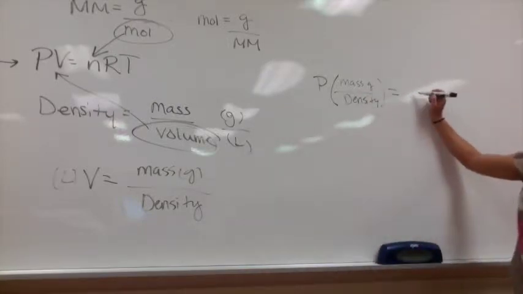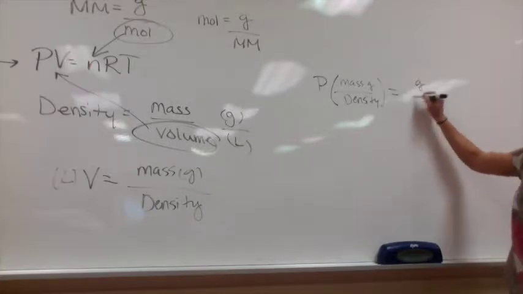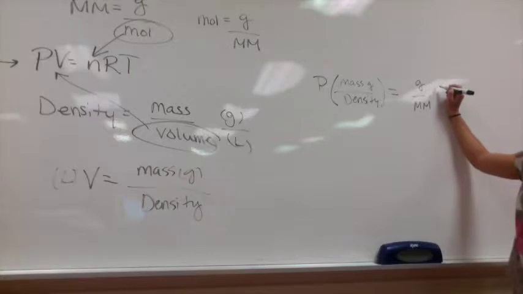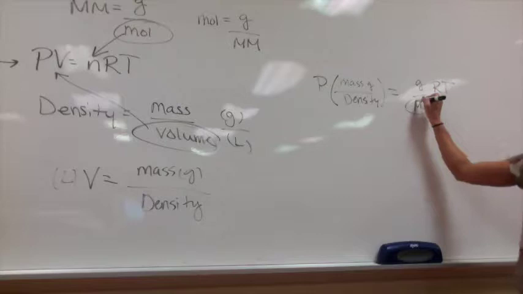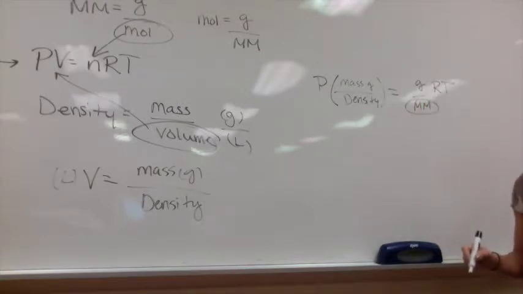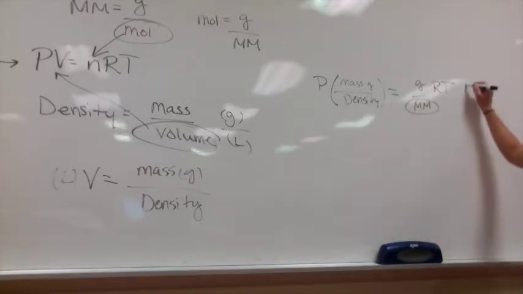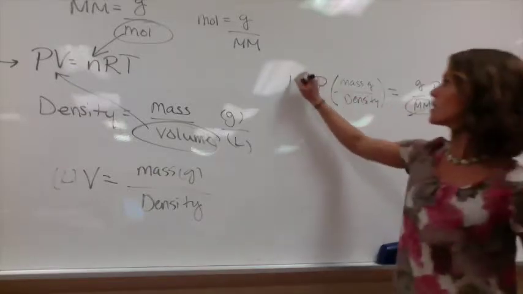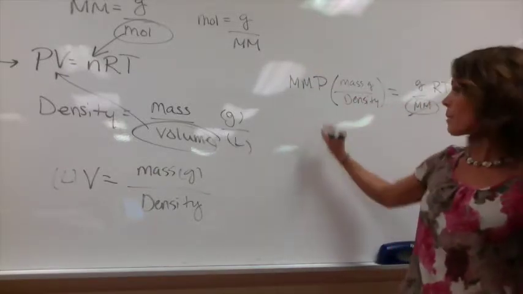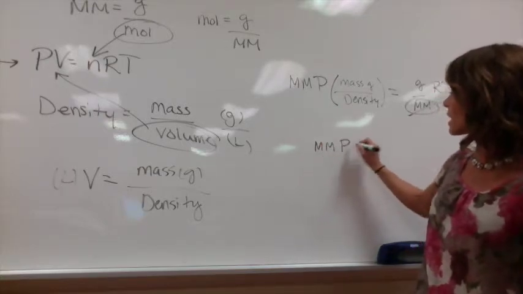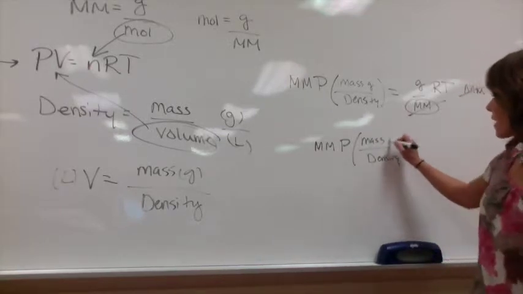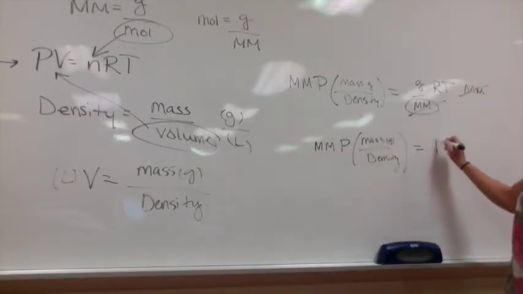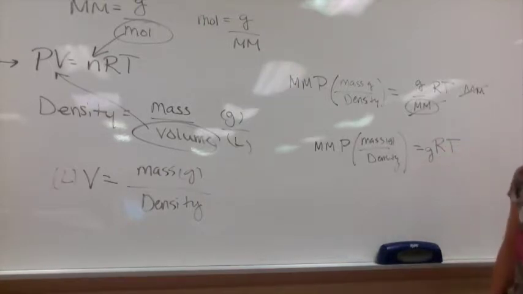And then what am I writing here? Grams per molar mass times RT. Following? But I want molar mass to be by itself. So what do I need to do next? I need to do some algebra to move it around, right? So if I want molar mass by itself, I multiply it on both sides. I'm going to rewrite it for you so you can see it. MM times P times mass over density, and that's in grams, is equal to RT GRT, correct?